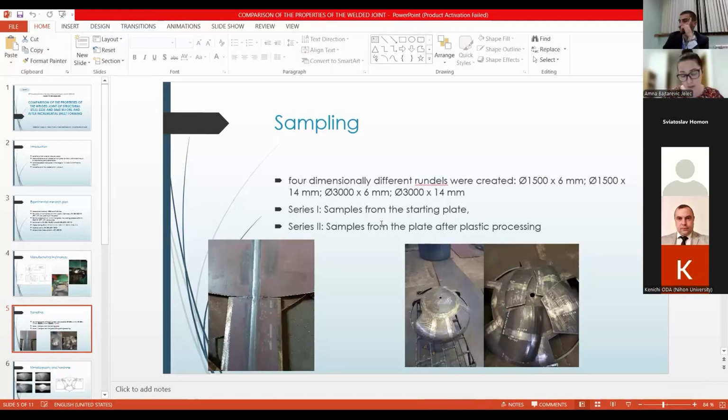So we had two series of samples. Series one are samples from the starting plate, shown in this figure, and series two are samples from the plate after plastic processing, as shown in these figures.